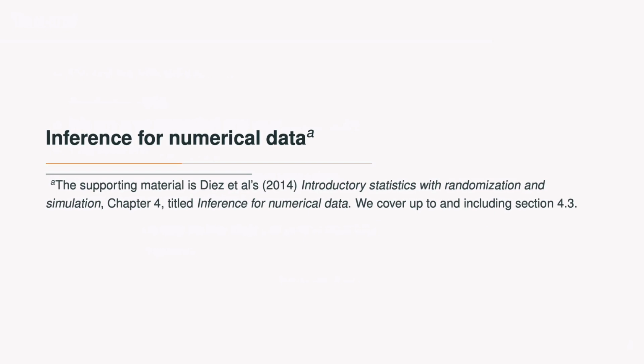Right, let's jump into inference for numerical data. Now, just a pointer, the supporting material is again the book by Diez and his colleagues from 2014, Introductory Statistics with Randomization and Simulation, and specifically chapter 4, and we go up to and including section 4.3. So I highly recommend that you go through the material again, read through it. There are a couple of good examples in there, and maybe the explanation is even better than mine.